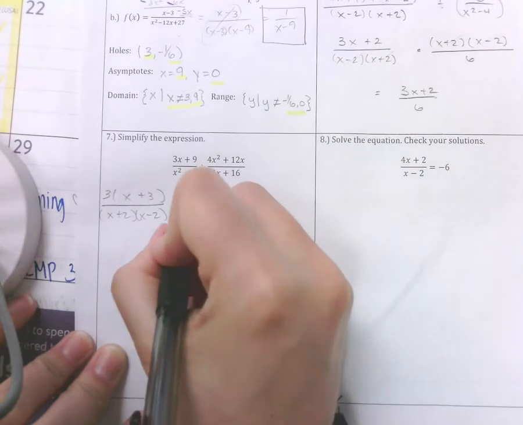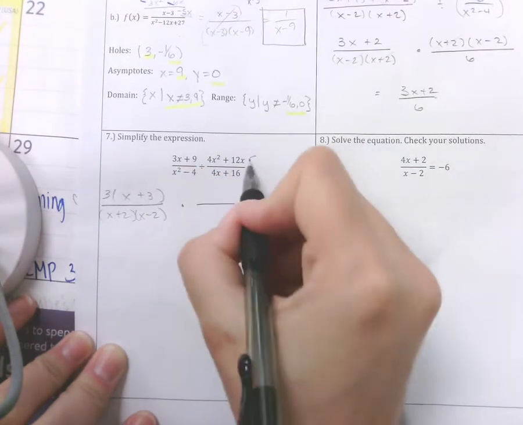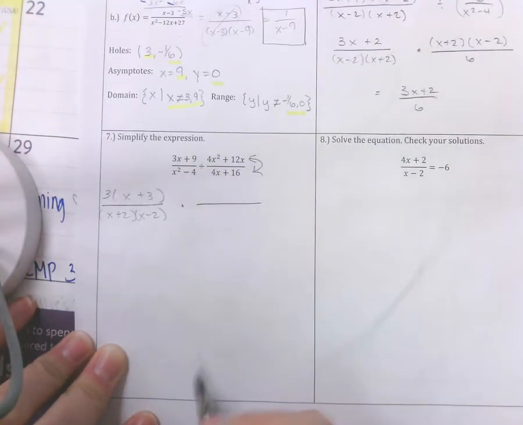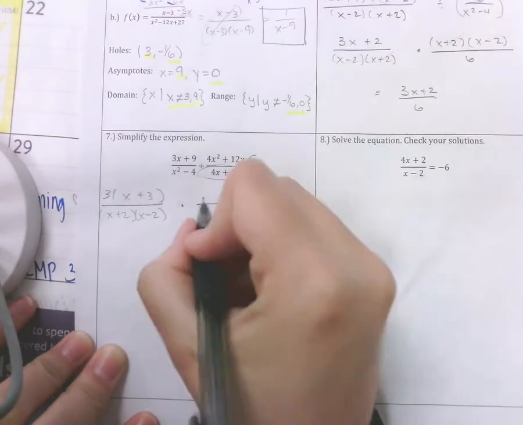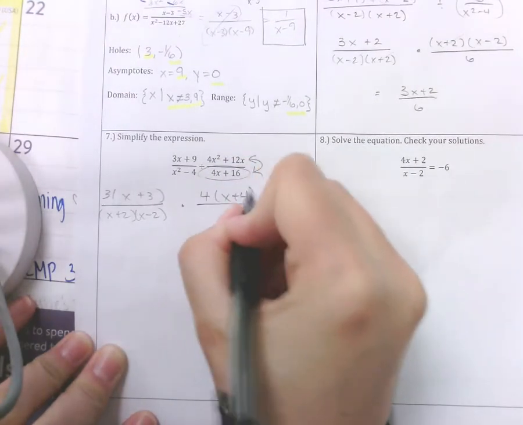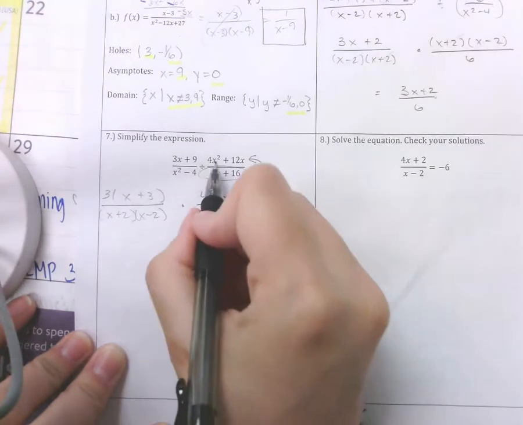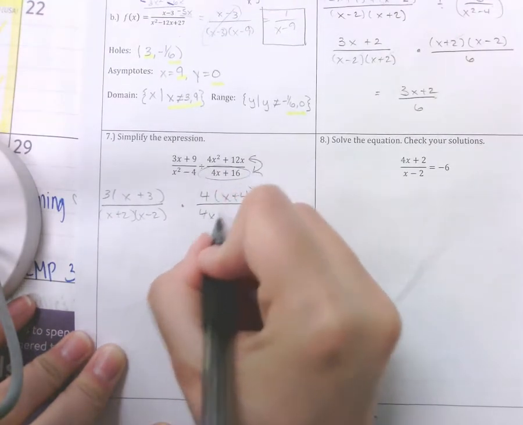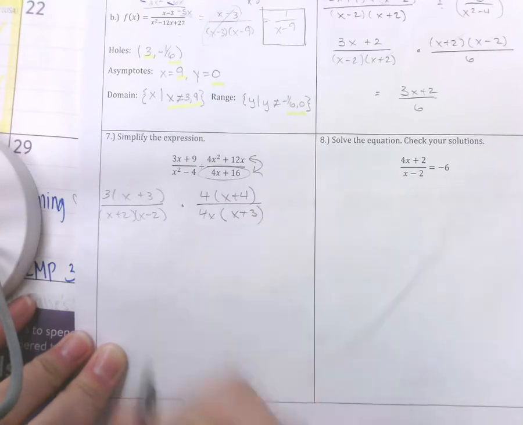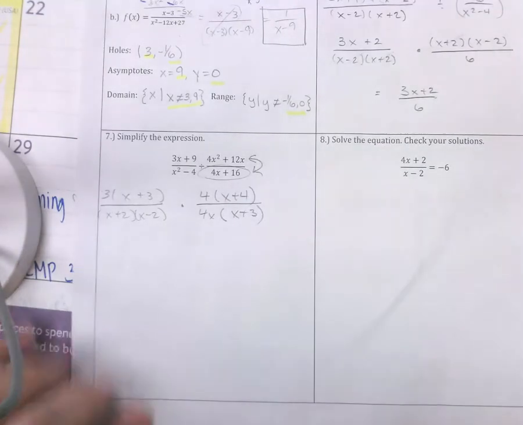I'm going to keep, change, flip, so I'm going to multiply by the reciprocal of this. So this factored is 4 times x plus 4. That's now on the top because I keep, changed, flipped. And this factored, I can take out a 4x, and I'm left with x plus 3. And it's now in the denominator because I keep, changed, flipped.